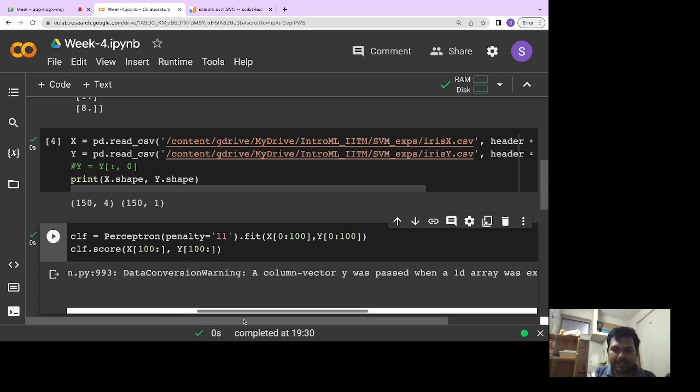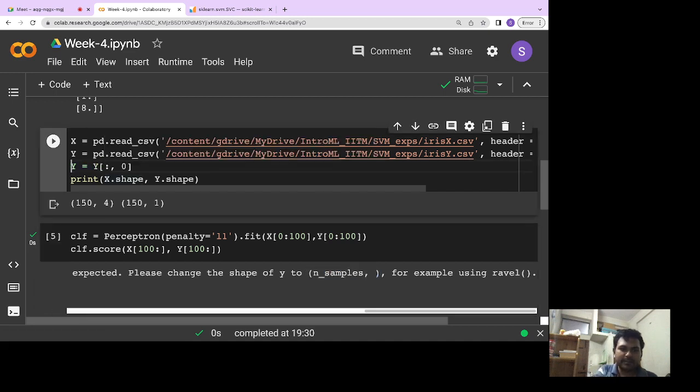It's not precisely an error. What it is saying is a column vector y was passed when a 1D array was expected. Please change the shape of y to (n_samples,). So this is a strange thing that sometimes happens in Python. It will not give you errors in this case, but whenever you see any sort of this warning, you should always do something like this.